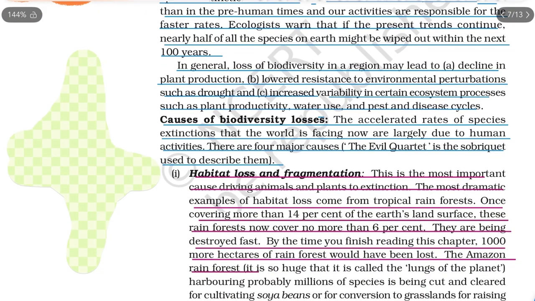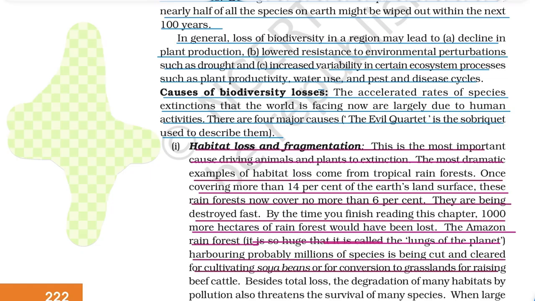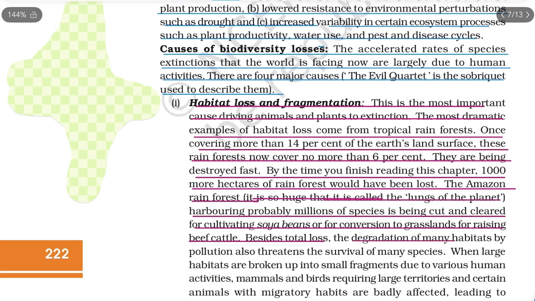The Amazon rainforest. Rainforests are so huge that it is called the lungs of the planet. Harboring probably millions of species, it is being cut and cleared for cultivation of soya bean and for conversion of grassland for raising beef cattle. Besides total loss, the degradation of many habitats by pollution also threatens the survival of many species.